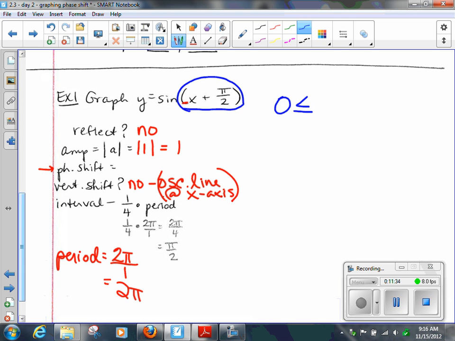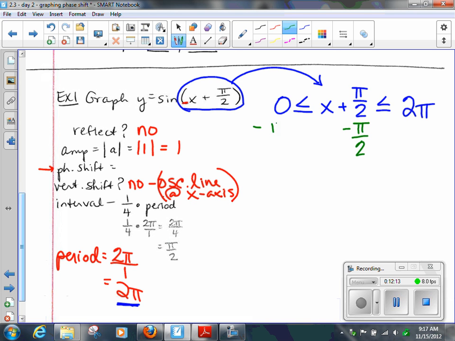I have to put this quantity in my compound inequality. And then what was my period? My period was 2 pi. This is another way to figure this out. We know the right answers. We know what they're supposed to be, but I want to show you another way to find the answer, because it's not always going to be a nice 2 pi, okay? Watch what we do. If you remember from solving compound inequalities, we want to isolate our variable, correct? So I'm going to subtract pi over 2 from everything.